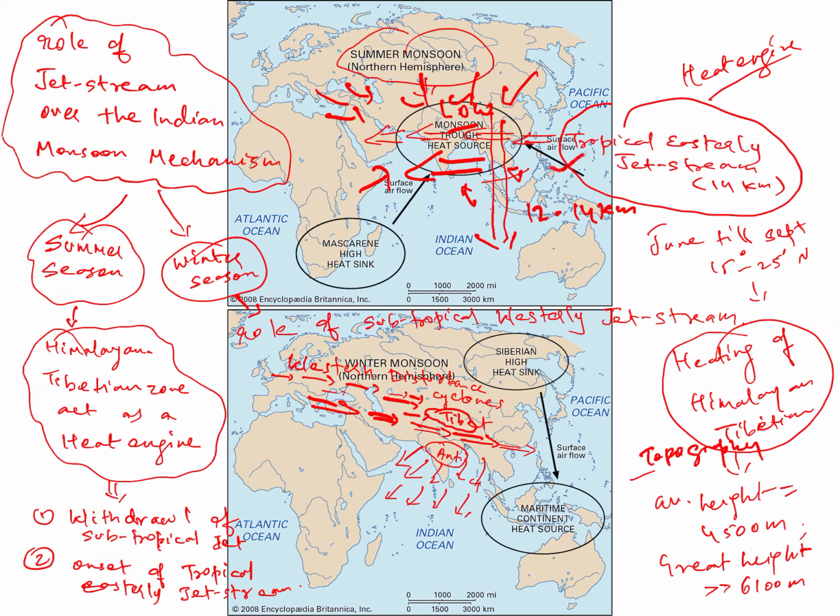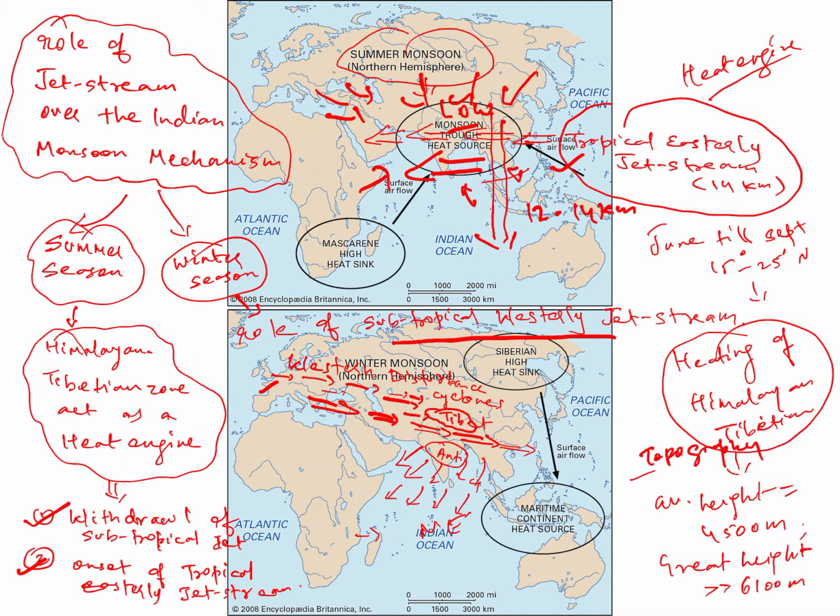This cyclonic condition attracts the southwest monsoon from the Indian Ocean, which picks up moisture and causes rainfall. So if you want to know when the southwest monsoon will reach India, two conditions are required from the jet stream perspective: the withdrawal of the subtropical westerly jet stream from India, and the onset of the tropical easterly jet stream over India. In the winter season, over India there are other jet stream roles. That is the role of the subtropical westerly jet stream, which is responsible for the northeast or retreating monsoon in the winter season, as well as the western disturbance.